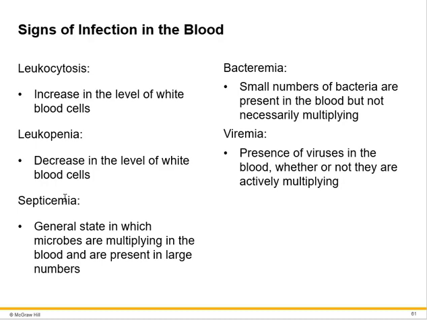And signs of infection in the blood. Whenever you have increased or decreased white blood cells, that's called leukocytosis if it's increased, and leukopenia if it's decreased. Those can indicate infection. Septicemia, you have lots of bacteria, and they're multiplying. Bacteremia is just the presence of bacteria, small numbers, not necessarily multiplying. That would be the difference between bacteremia and septicemia. Just the presence of virus, whether actively multiplying or not, is viremia.